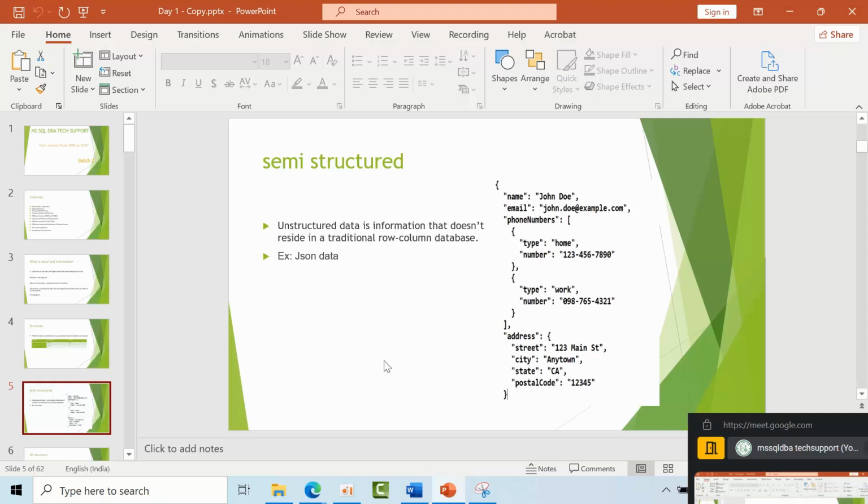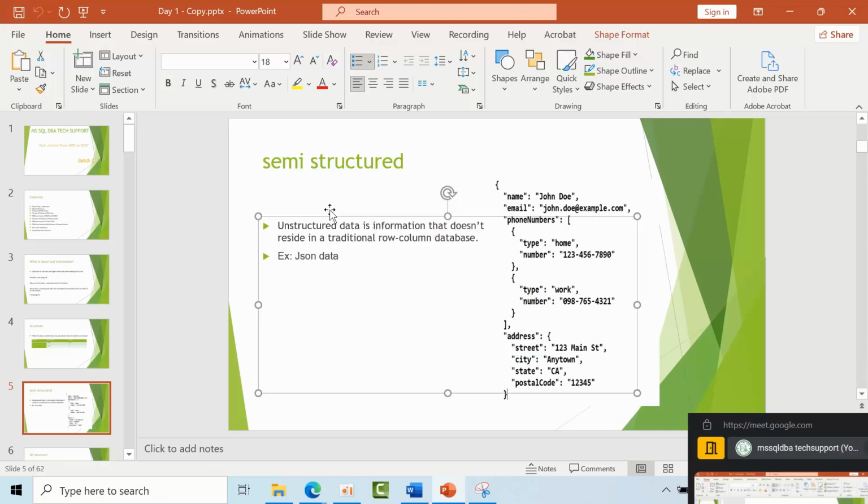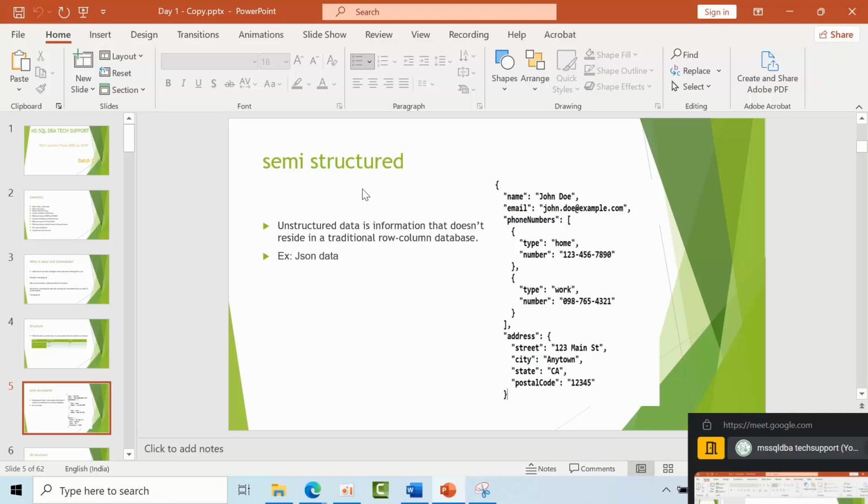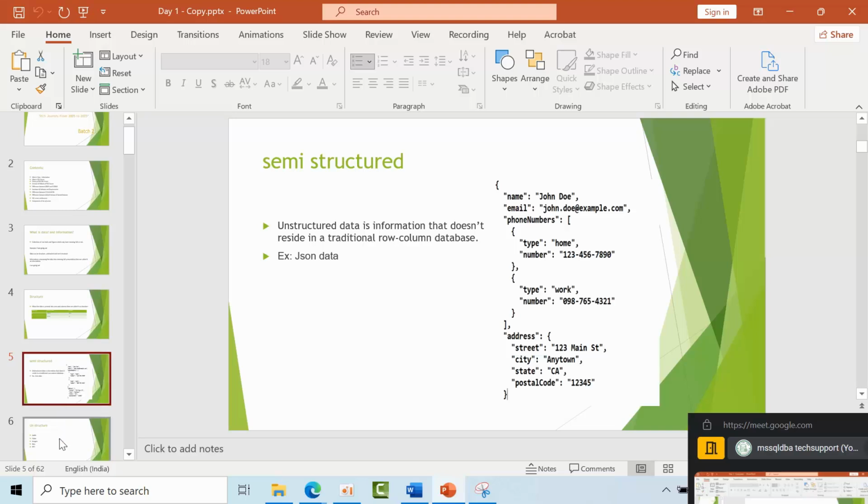Now semi-structured. If you see the curly brackets, there is name, email, phone number. In the phone number again we have two types, type home and number, and type work with another number. This kind of data is called semi-structured data. It is not fully structured. The best example is JSON data. Mostly we see this JSON kind of data in NoSQL.